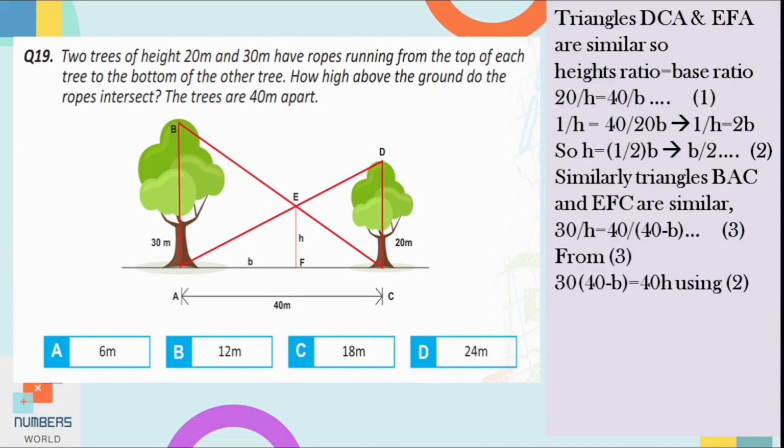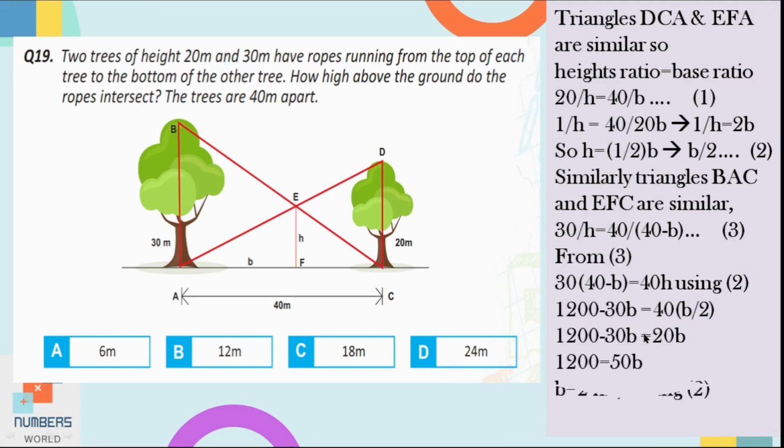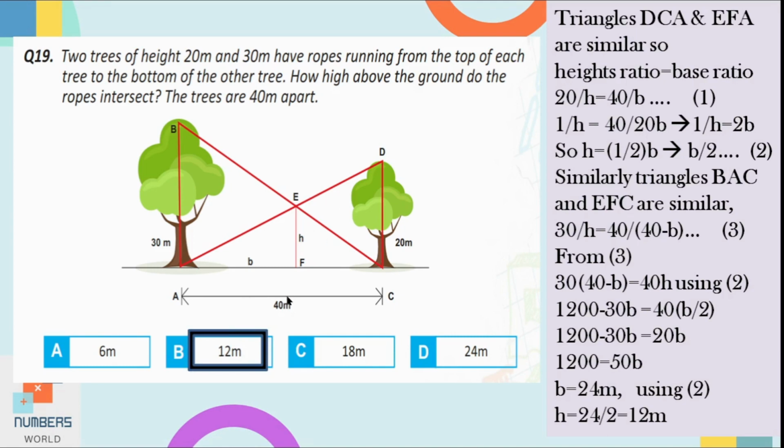From 3, if we multiply the denominators on the other sides of equals, we have 30 into 40 minus b, that is equal to 40h, and we will use our equation number 2 here and put the value of h in the equation. So 1200 minus 30b is equal to 40 into b by 2, which is the value of h. Then we will solve it. After solving, we can say that the value of b is 20 meters. And we know h is equal to b by 2. If we put the value of b, that is 20 meters, in this equation, the value of h is 12 meters. So option B is the correct option. The height where both ropes intersect each other is 12 meters.